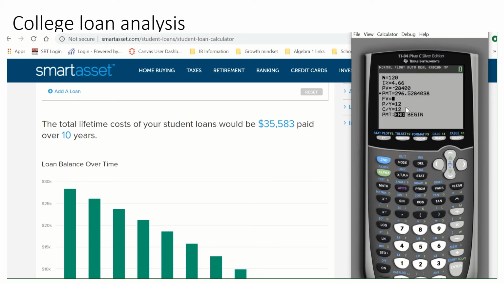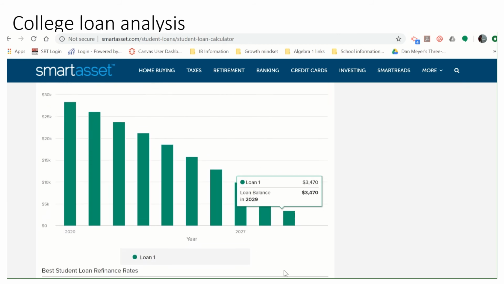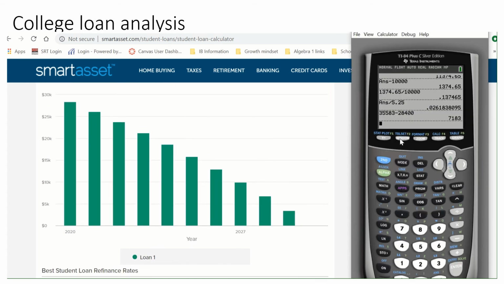So again, if you want to figure out what's the cost of the loan, I put the numbers in to see if they matched up. Their payment was $297, so pretty much the same. But the cost of the loan is the amount you paid, $35,583, minus the original amount, which I think was $28,400. And so your cost of your loan is about $7,000. And that's the interest charge on $28,400.